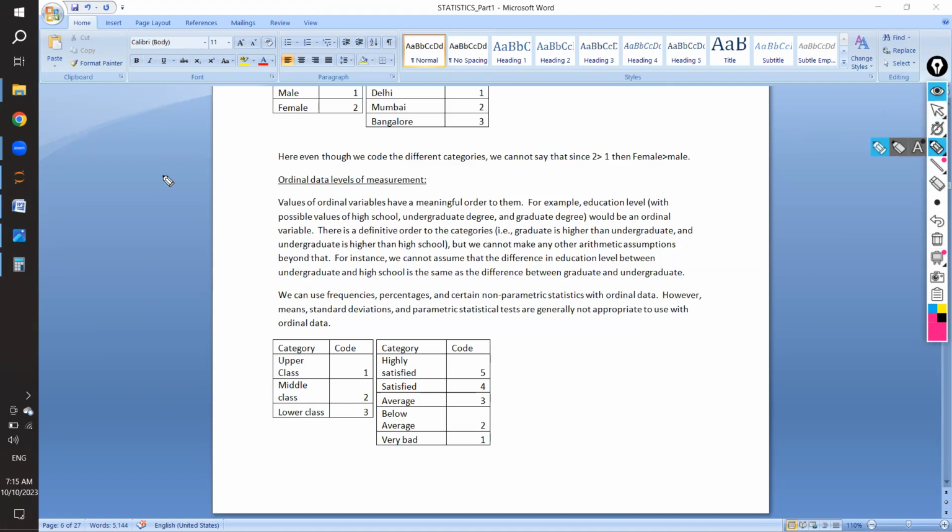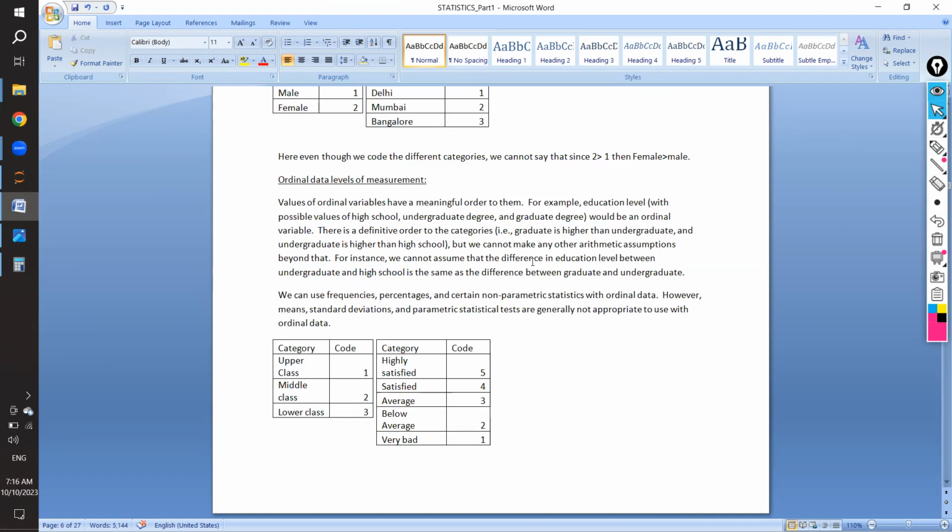The name itself says ordinal means you have some order inside them. So ordinal values have a meaningful order. For example, education levels: there is a definite order in the categories, graduation is greater than undergraduate. But we cannot make any other arithmetic assumptions.